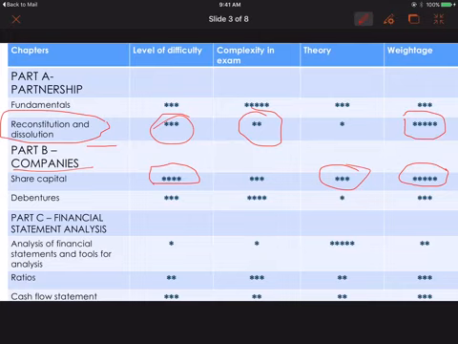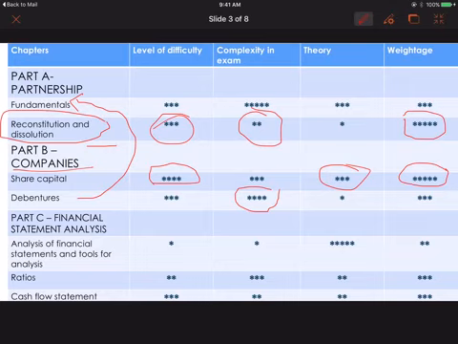Then debentures, level of difficulty 3 stars, and complexity is 4 stars. Now you can compare this chapter with fundamentals. Okay, similar kind of chapters. In partnership they have fundamentals, and in companies they have debentures. They usually ask tricky questions, because when I was preparing last year, they asked a question including a TDS point. So then everyone fears that now at this time what will they ask, they will become trickier.